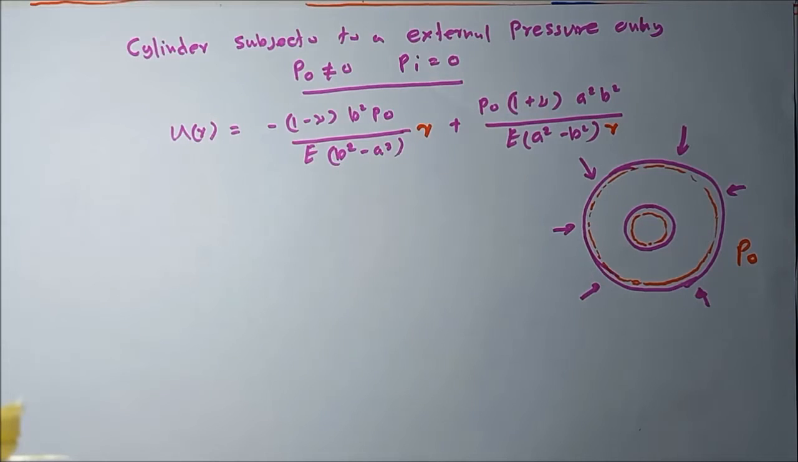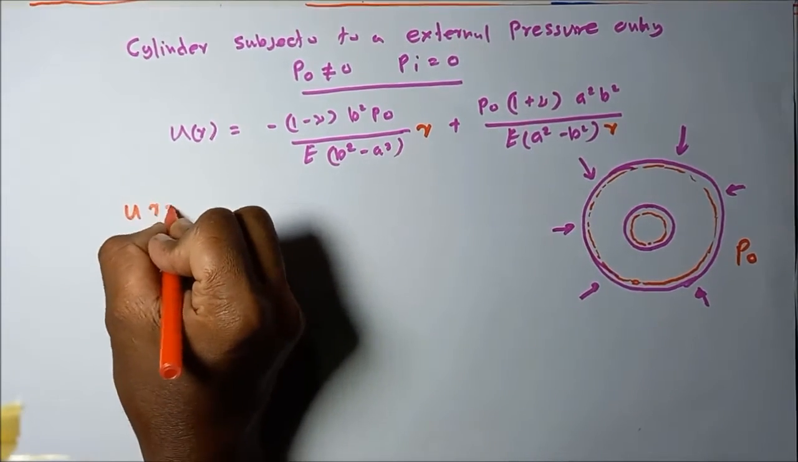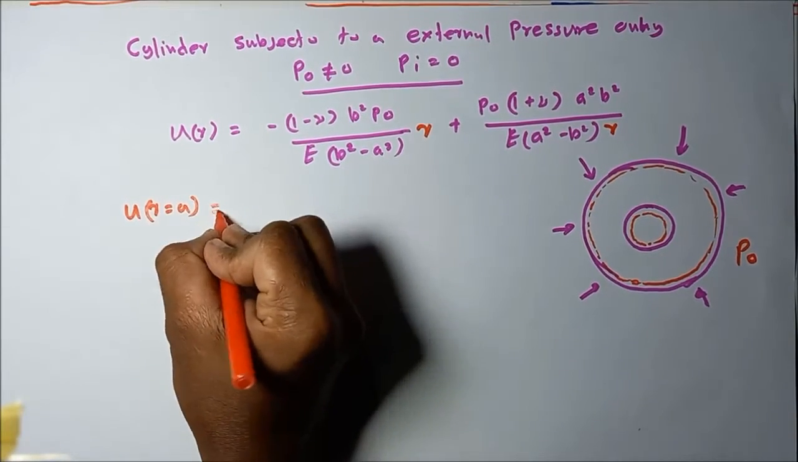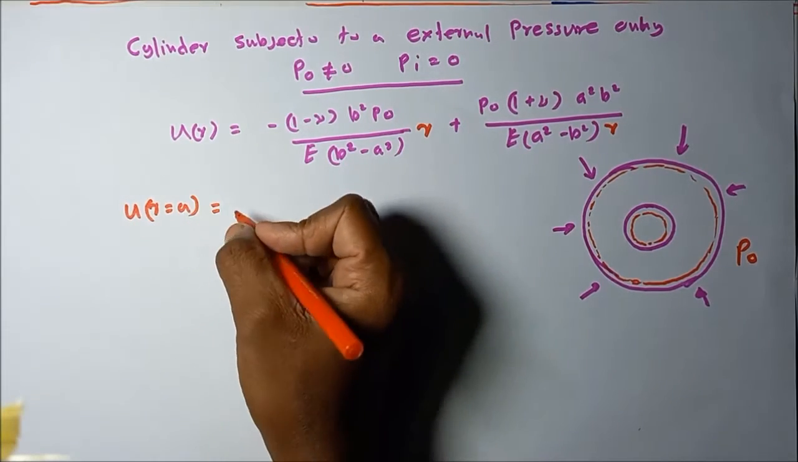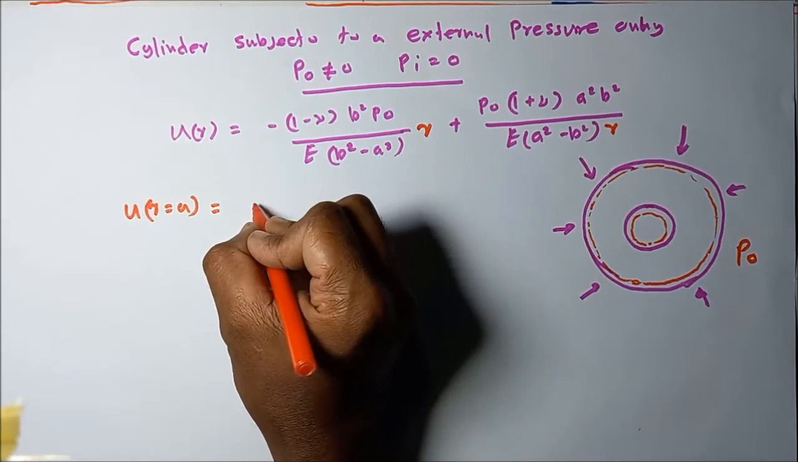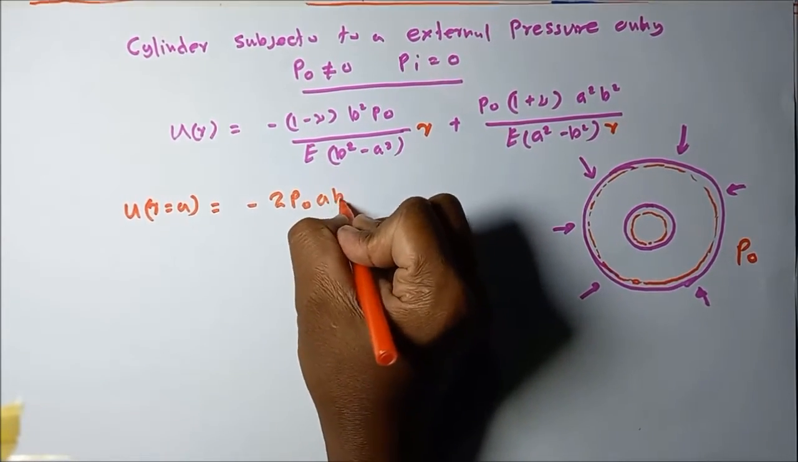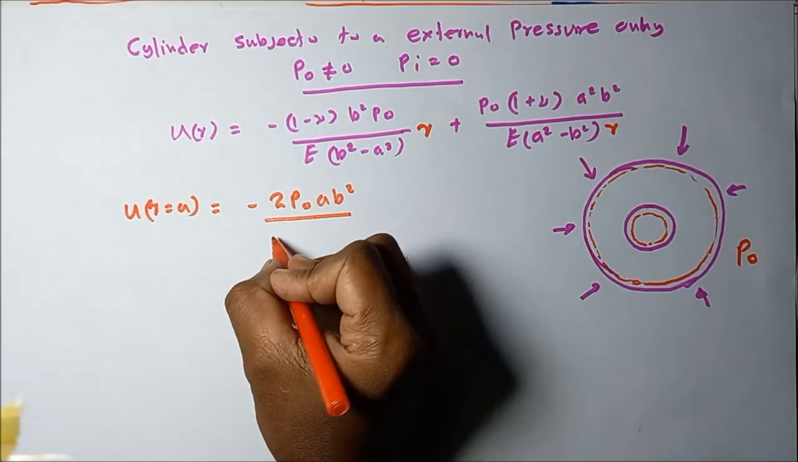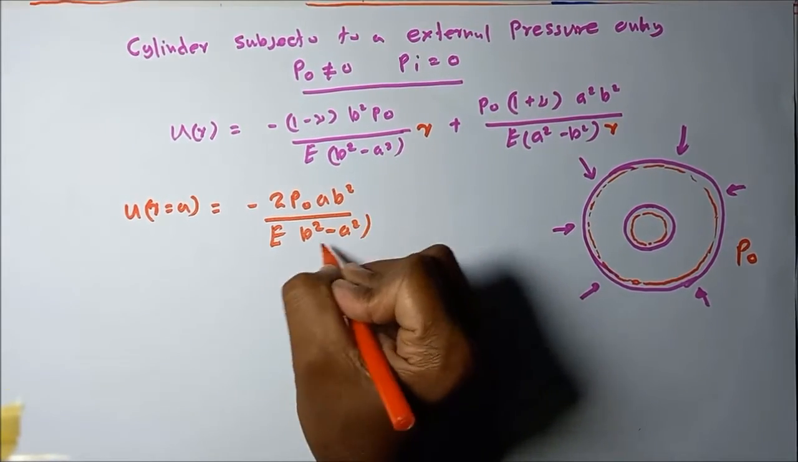So then I am going to find these two values. The displacement u_r at r equal to a, that means at the internal radius, I will already obtain this equation. I will directly write that: negative 2 P0 a b squared divided by E times (b squared minus a squared).